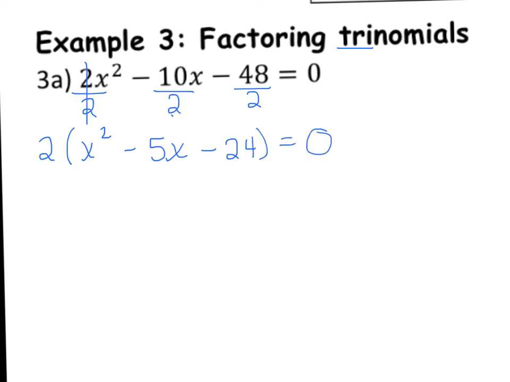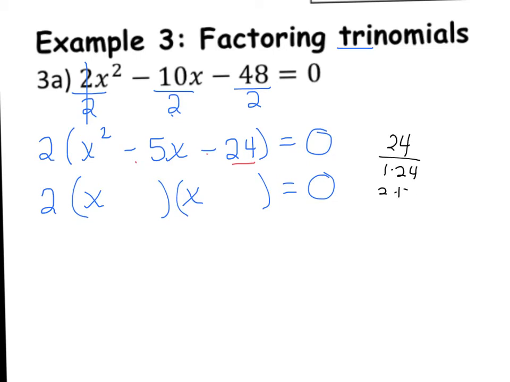Now I can find the factors of 24 that subtract to get negative 5. I'll recopy the 2. I'll set up my 2 factors with an x and an x on the inside. And what multiplies together to get 24? 1 and 24, 2 and 12, 3 and 8, 4 and 6. I'm trying to get negative 5 out of this. So it looks like 3 minus 8 will do the trick, right? Positive 3 minus 8 would give us negative 5.